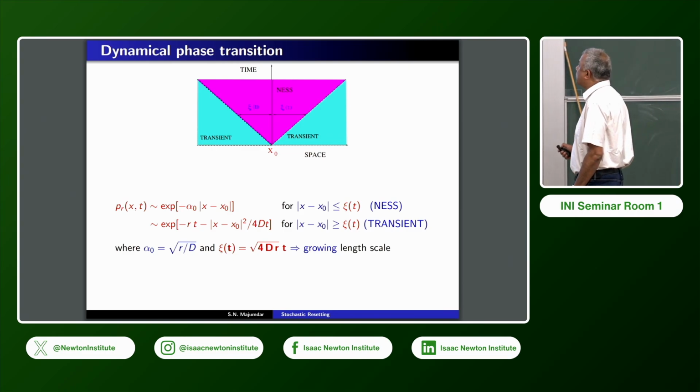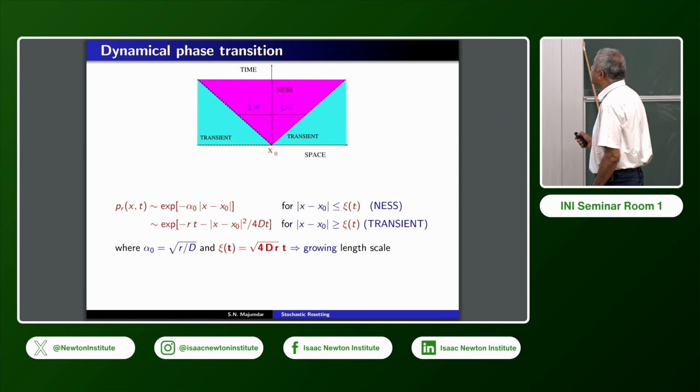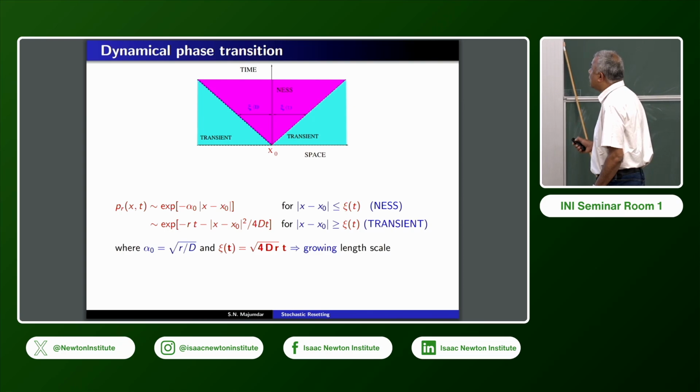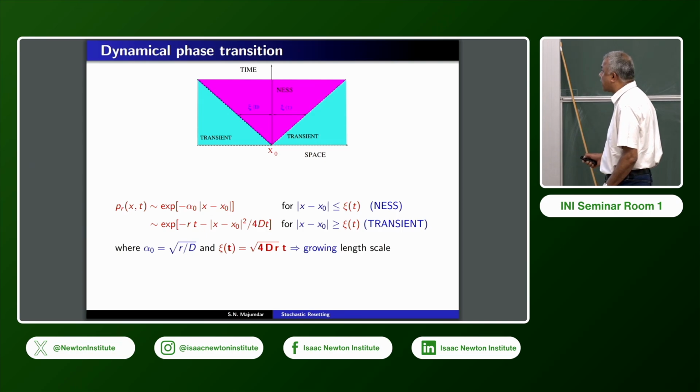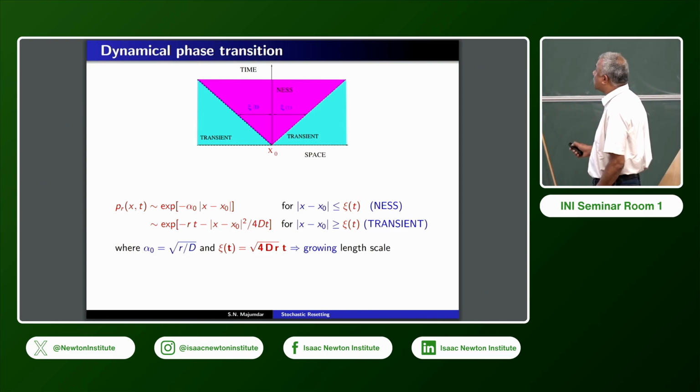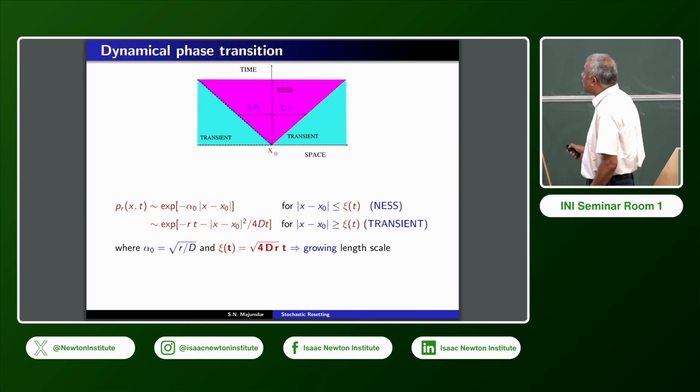Here I plot space and time, and this is x naught, the initial position. At any finite but fixed time t, if I scan across x and look at how this probability density behaves as a function of x, what you find is that as long as the distance x minus x naught is less than psi of t, where psi of t is a function that grows linearly with time, so it is kind of a light cone, with a speed which grows like square root of 4 D r, then inside this light cone, this purple region, the distribution becomes independent of time. It is just the stationary distribution.